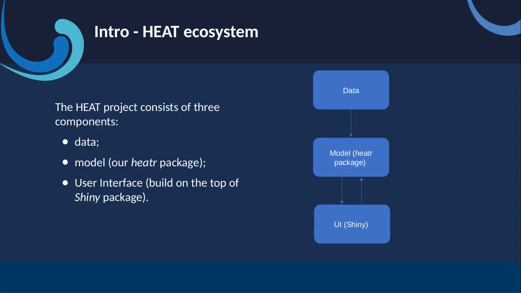A few words of introduction to the world of HEAT architecture. The HEAT project consists of three components: data, model, our HEAT package, and UI, built on top of the Shiny package. Each part uses a different set of R libraries to face challenges of a particular stage. The HEAT package is not publicly available. We plan to release this as an open source package when it is ready.